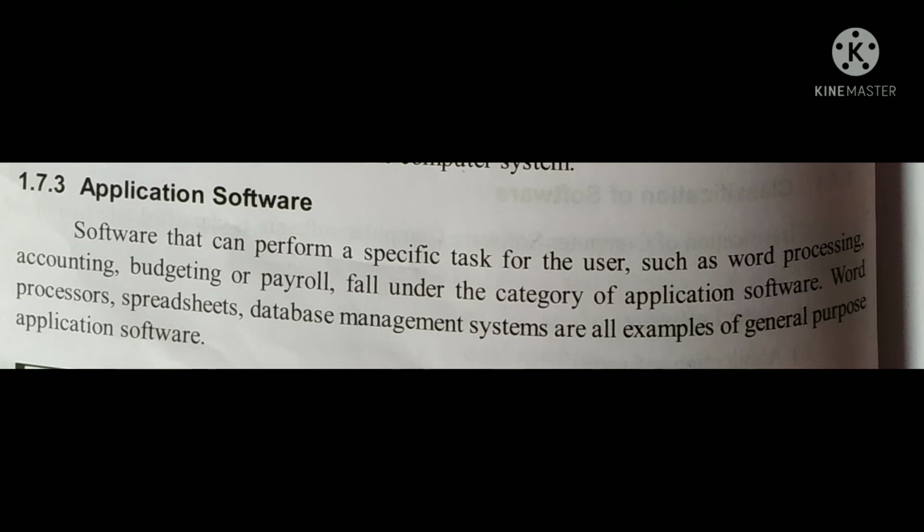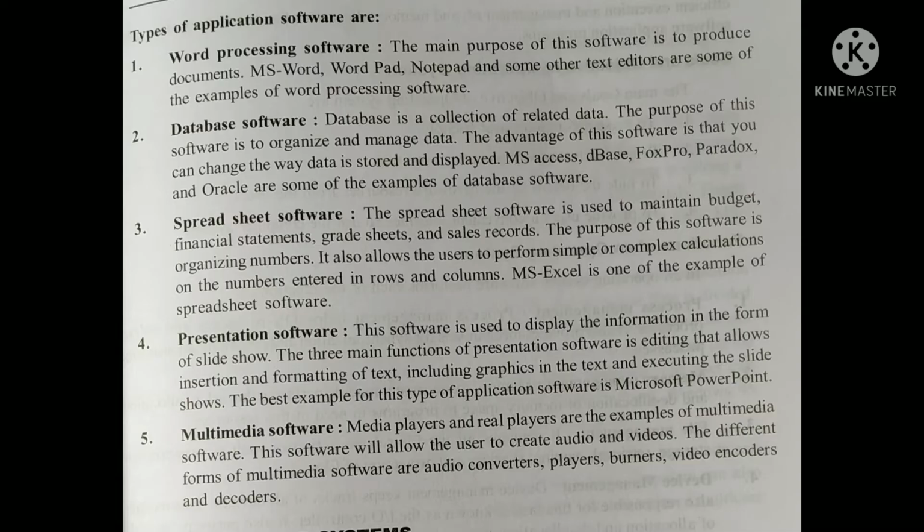Second one is the database software. A database is a collection of related data. The purpose of the software is organizing and managing data. An advantage of this software is that you can change the way data is stored and displayed. MS Access, dBase, FoxPro, Paradox, and Oracle are some examples of database software.